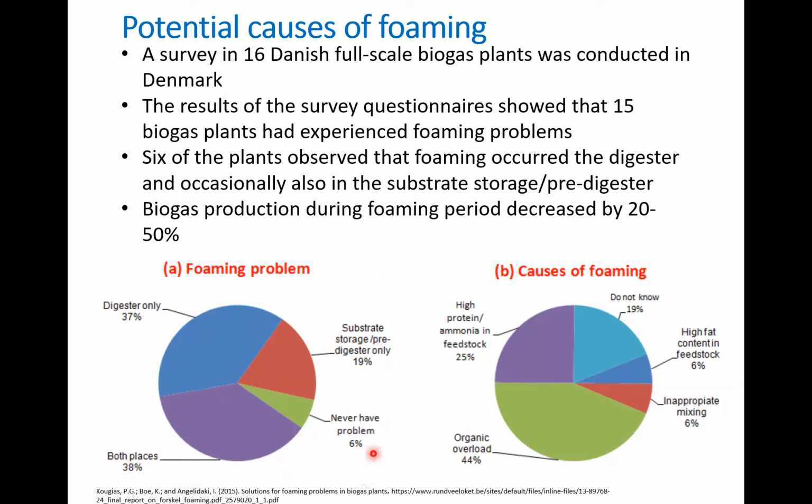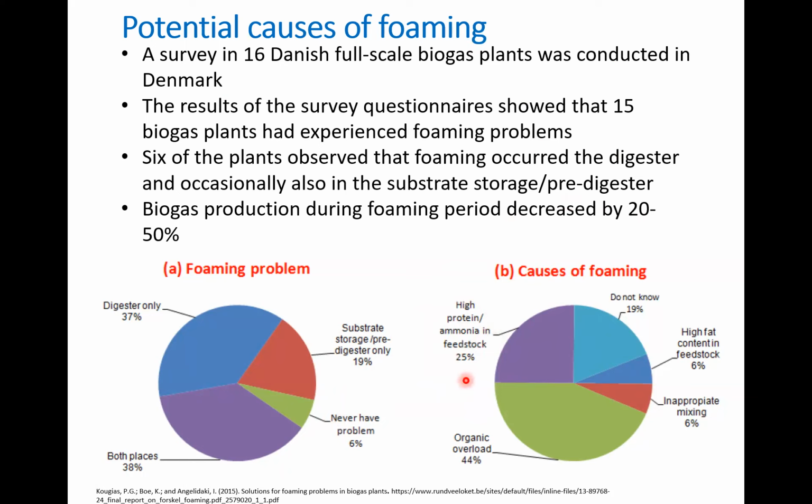Only 60% of the digesters, which means what? Only one digester has never had a problem, meaning that they don't have any foam. What were the reasons for that? Basically, the main reasons are high proteins and high ammonia in the feedstock.